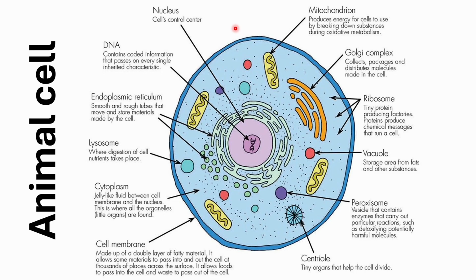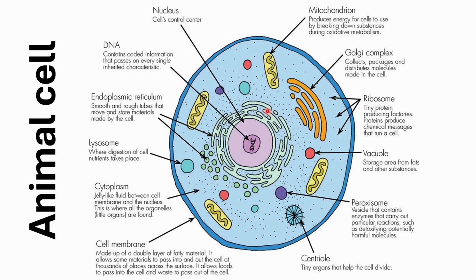So you can see right here, this is the nucleus, which is the cell's control center, and the nucleus has DNA, which contains coded information that passes on every single inherited characteristic. In short, DNA has all of our secret data, or should I say all of our information.